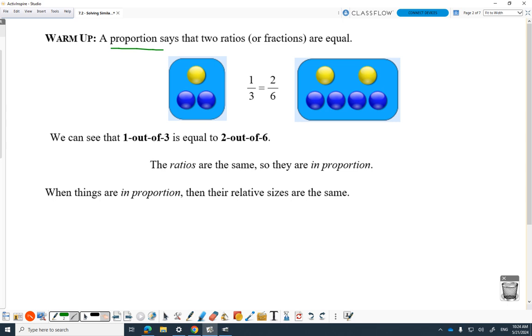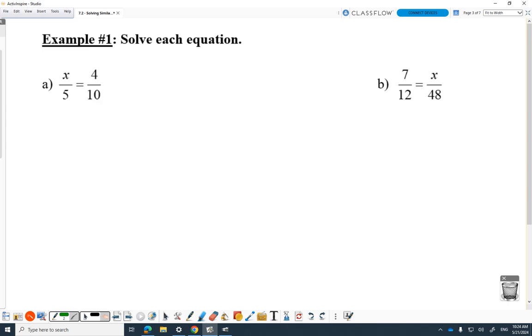This really relates to similar triangles. When things are in proportion, their relative sizes are the same. Boring slide. Hopefully boring slide. New algebraic weapon coming. Well, it's not that new. It's not that exciting. Here's what I'm going to do.